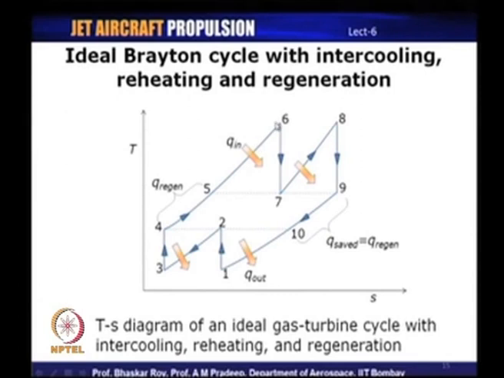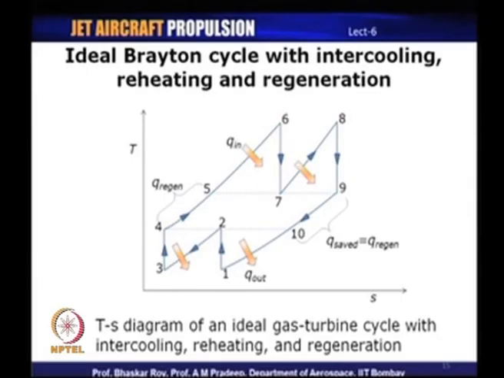After this, there is a heating, that is the heat addition process, at the end of which there is expansion, the first stage of expansion taking place between states 6 and 7, and then the second stage of expansion taking place between states 8 and 9. Between these two stages of expansion, we have a heat addition taking place, which is the reheat process. So, we now have 2 new heat exchange processes taking place here. One is heat removal during the intercooling, and the other is heat addition taking place during the reheat process.